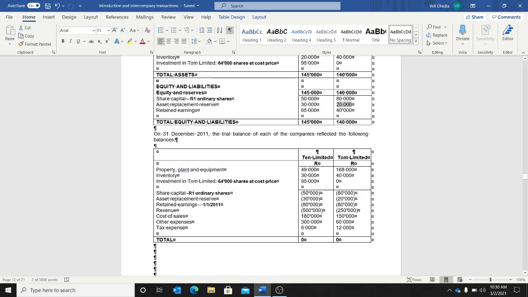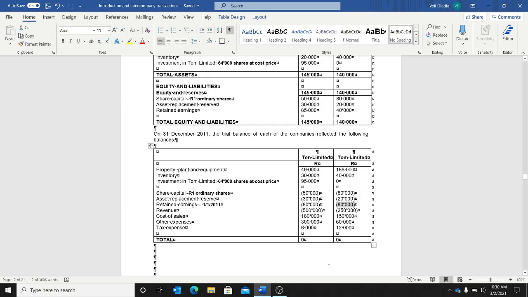Then we come to this one. When you bought the company, you had asset replacement of 20. Now you still have 20. Still you don't do anything, because there's no increase or change in the amount. But here you've got 40,000 under retained earnings, and by now you've got 80. So there's a change here of 40,000, do you see?